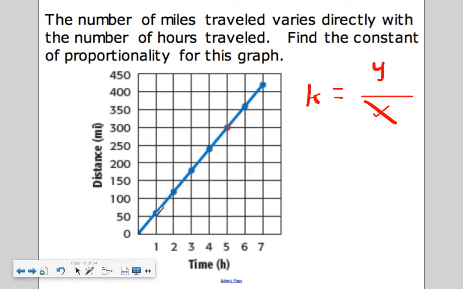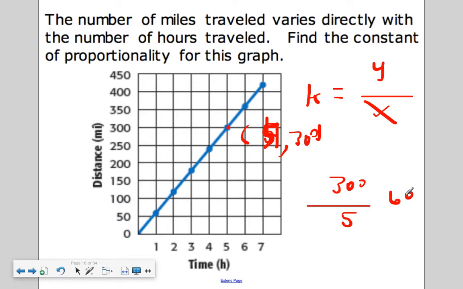The reason why I can't use these, there's a reason. I don't know particularly what number it is. This is a little higher, but for this one, I know exactly what it is. The ordered pair is 4, 3. No, I'm sorry. How embarrassing. 5, 300. So y is 300. X is 5. So the constant of proportionality is 60.